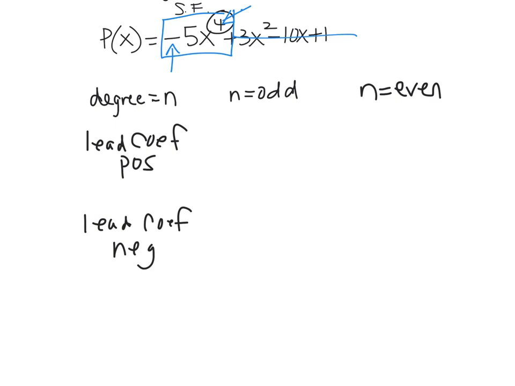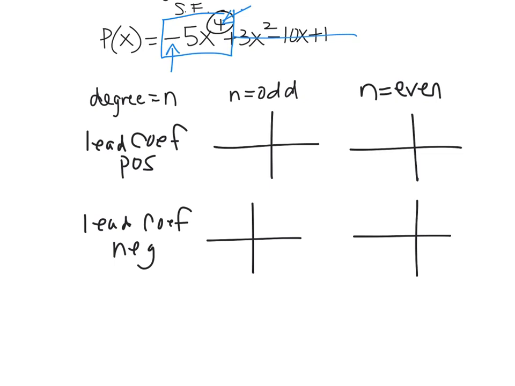All right, so here we go. This is what it looks like. We're going to have 4 graphs here: an odd positive, an even positive, an odd negative, and an even negative. And this is going to determine the left and right hand behavior of the graph. Like, what's it doing all the way to the left, when x goes to negative infinity, and what's it doing all the way to the right, when x goes to positive infinity? So let's start with the first one. If your degree is odd and your leading coefficient is positive, your graph is going to fall to the left and rise to the right.